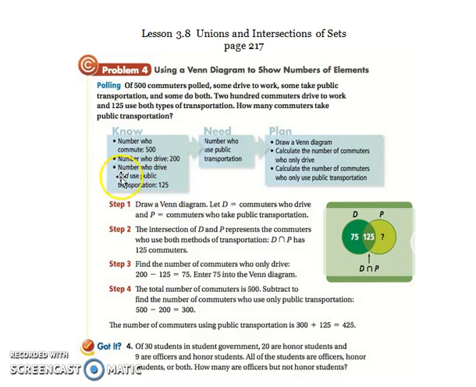So the "and" tells you that's the center. So here's the people that drive, and remember that has to total 200. And since they share 125, that 75 came from 200 minus 125. Okay, the 125 is included in the 200. And then the people that only take public transportation, okay, first of all, 500 minus the 200 who drive means there's 300 people who take public transportation.